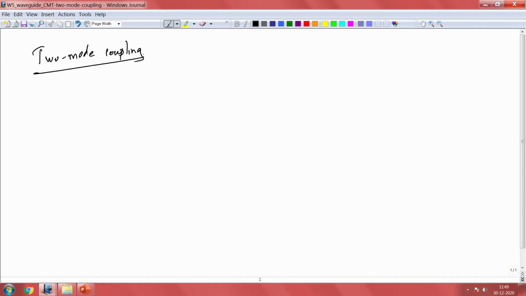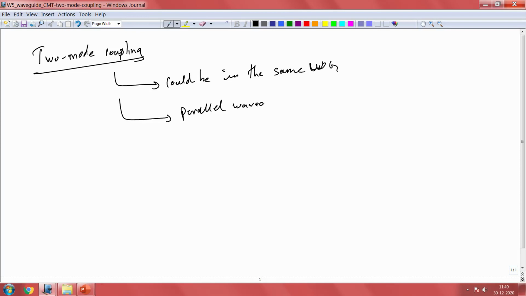In the earlier case we had a generalized formulation. So let us look at the two mode coupling, and most of the time these things could happen with two modes in the same waveguide, let us say. This could be in the same waveguide, for example, or we could have things like parallel waveguides. So in the same waveguide we could have some periodic perturbation.